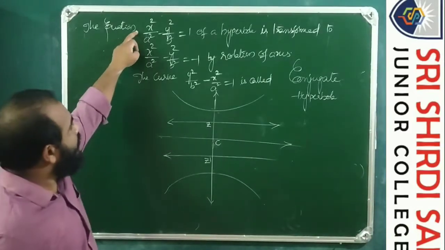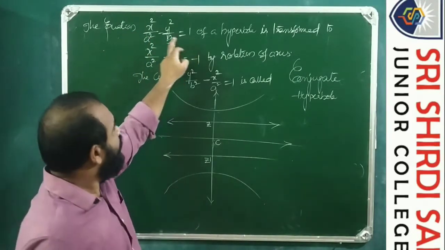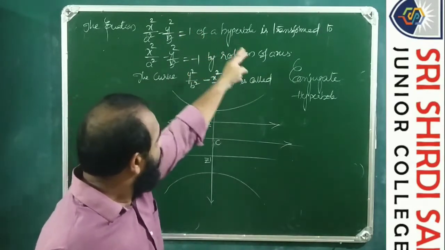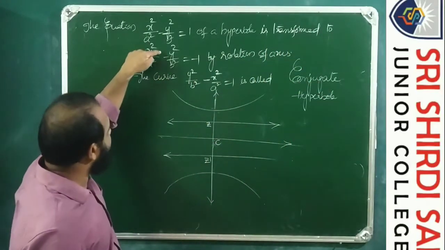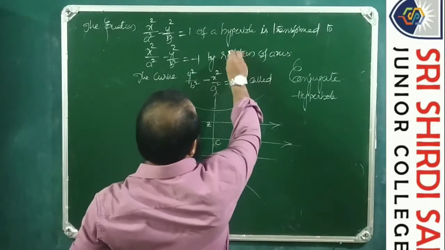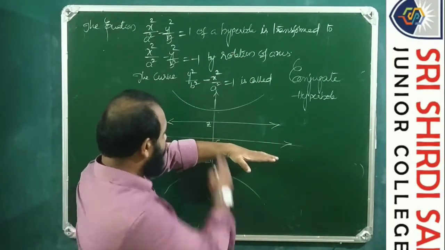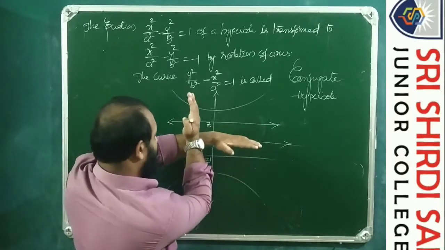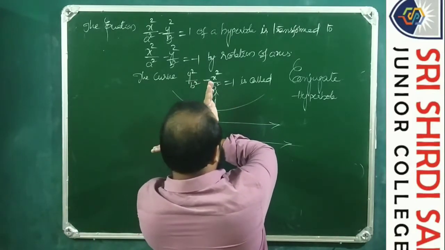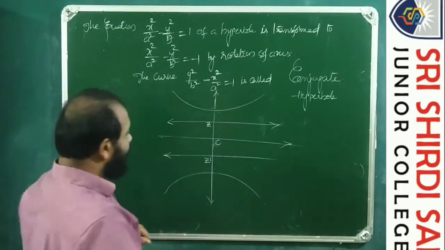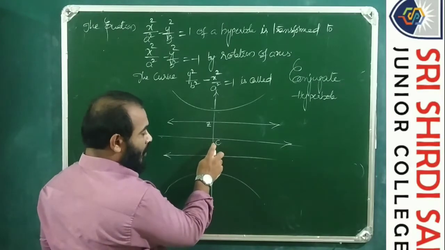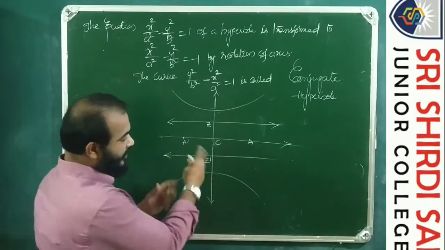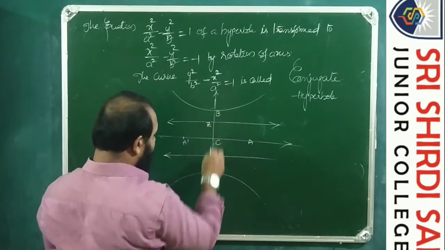The equation x square by a square minus y square by b square equals to 1, which is the standard form of the hyperbola which we have derived, is transformed to x square by a square minus y square by b square equals to minus 1 by rotation of axis. So keeping the origin fixed, the coordinate axes rotate 90 degrees. Then the center is fixed, which is the origin, and this is a dash. Earlier also the same a dash is that. So now this is b dash.